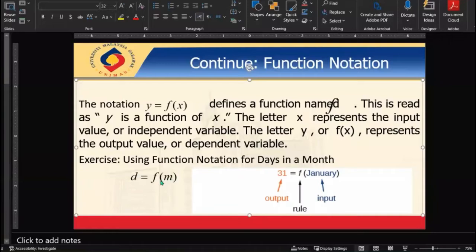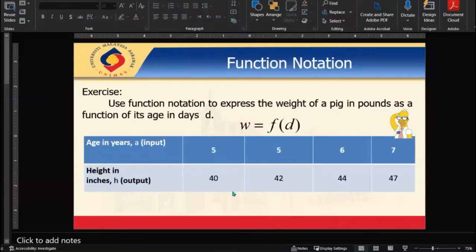So if there is a function which is calculating the number of days in a month, then it will be like this: f of month, any function of months, and then it will return us the number of days. So the month will be input, the number of days will be output. Okay, we can represent functions in a tabular way also. For example, in a table, the first row will be the input, the second row will be the output.